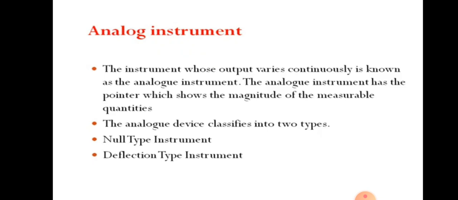And the devices are classified into two types. The first one is the null type instrument, and the second is the deflection type instrument. Okay, so now we will see the two types, that is the null type instrument and the deflection type instrument. Just remember that the output display of the digital instrument is in the form of a numeric value, and in analog it is in analog form, which is shown by the pointer on the output display.